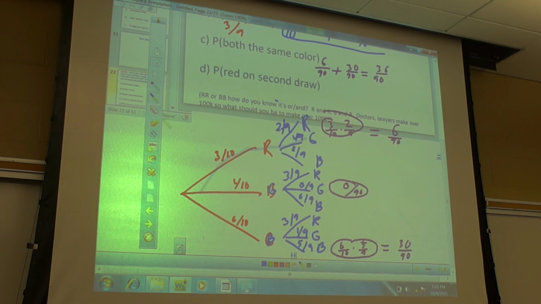Now red on the second draw. Aha. Which ones are red on the second draw? Well, this one, right? This one. And this one. So you can find those three. So the first one would be 3/10 times 2/9. Second one would be 4/10. Oh, sorry, 1/10. I'm sorry, I can't read my writing because it's that bad.